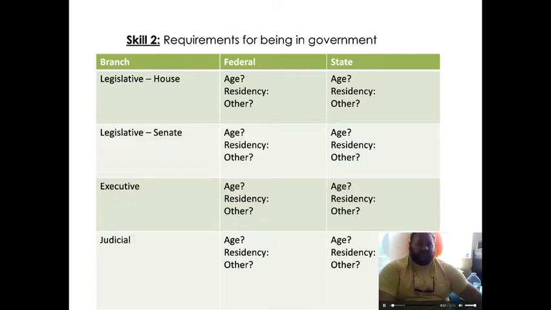The legislative branch at the federal level, at the state level, for the House, for the Senate, for the executive branch and judicial branch. We know that you have to be 25 years old. You must live in the district you represent, and you must be a citizen for 7 years in order to work in the federal branch of government.